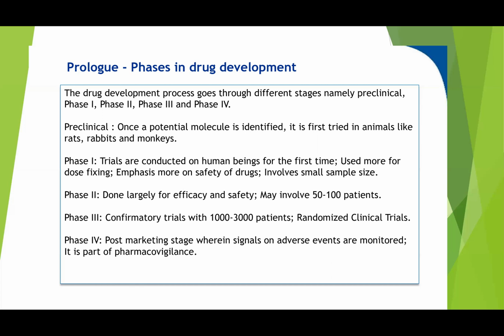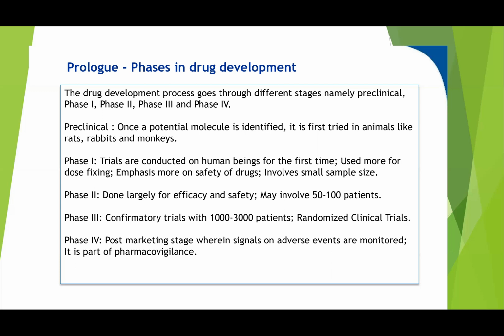In phase 2, once we get some idea about the dose level, these are tried on a large set of patients, like 50 to 100 patients, and they are done largely for efficacy and safety. So in fact, dosing of drugs is a compromise between efficacy and safety. If the dose level is low, we may lose efficacy, but they may be safe. But if it is overdosed, then we may get efficacy, but at the same time, they may not be safe. Anyway, after phase 2, we may reach a comfortable level of dose to be tried.